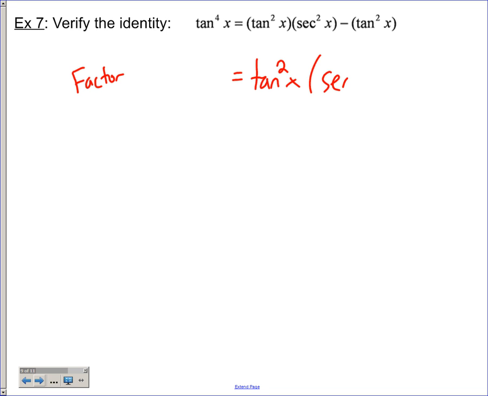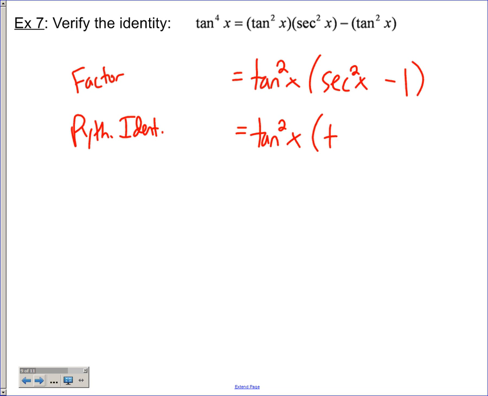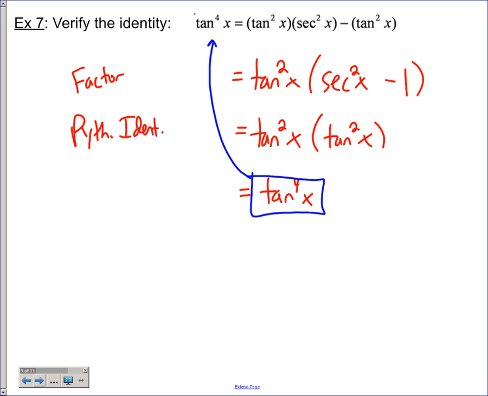All right, so we're left with a secant squared x minus 1. And based on our Pythagorean identity, that would give me tangent squared x times tangent squared x. And if we combine those, in total, we have tangent to the 4th of x. All right, and that is what we started with on the left side. So that one's good to go.